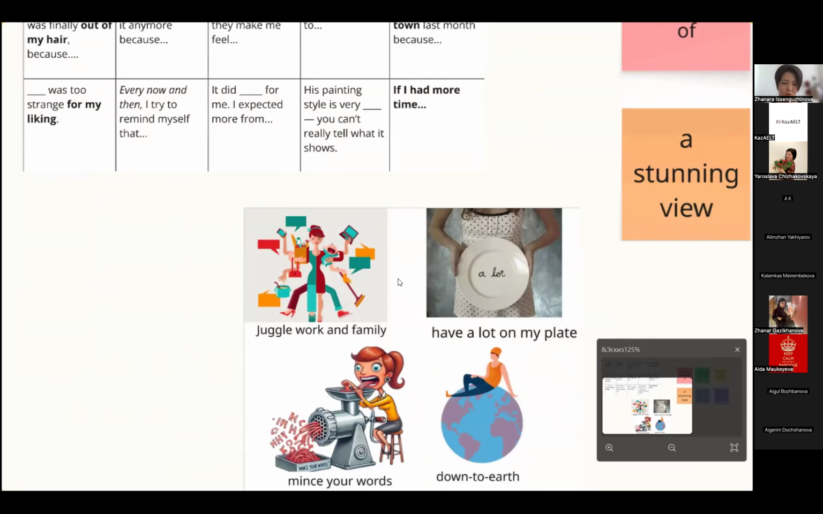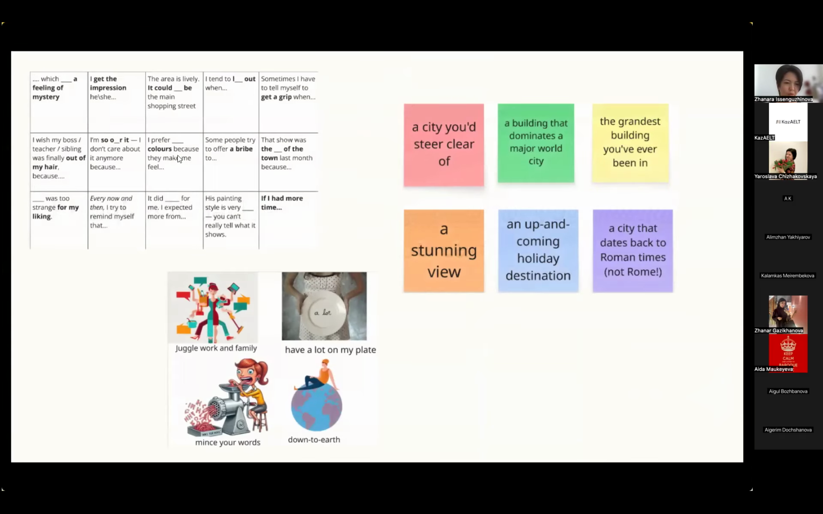So that was some vocabulary we talked about. I attached some pictures and they tried to guess what this is about. Juggle work and family, have a lot on my plate, down to earth. Of course, you put these pictures without any labels, without any answers below them, and they have to figure it out. Or, for example, this kind of task. Let's take a look at this one.